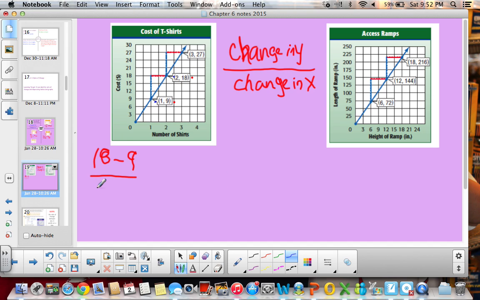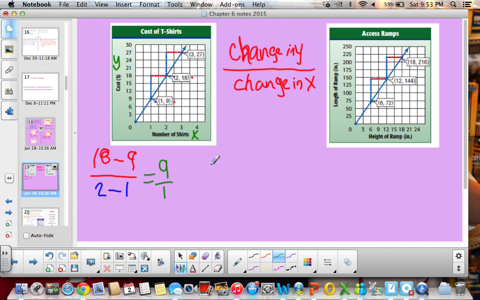2 minus 1. So if we had all of our x values and all of our y values in a table, we would be doing basically the same thing, it just looks a little bit different. So now we have 18 minus 9 is 9, and 2 minus 1 is 1. So this is our x, and this is our y.